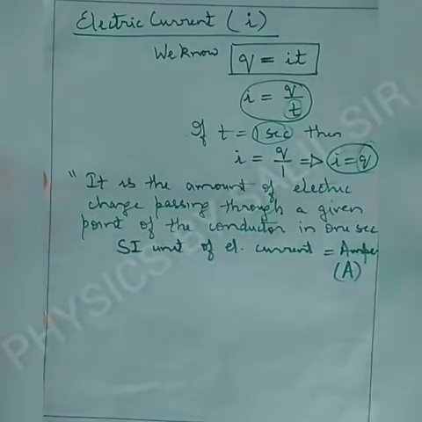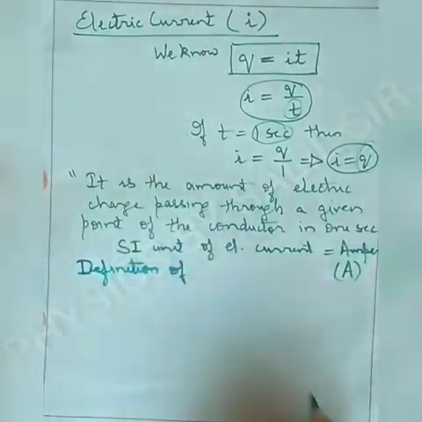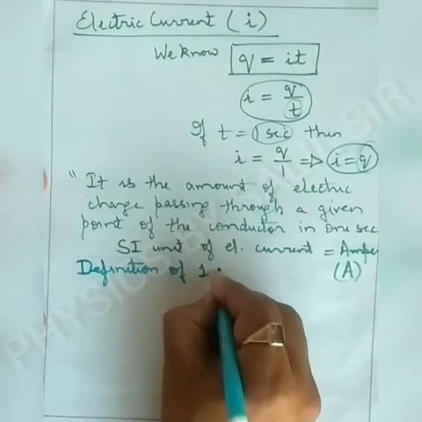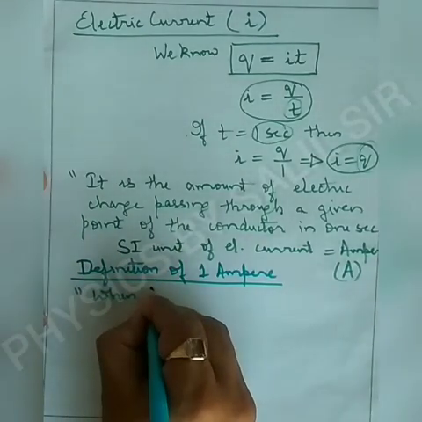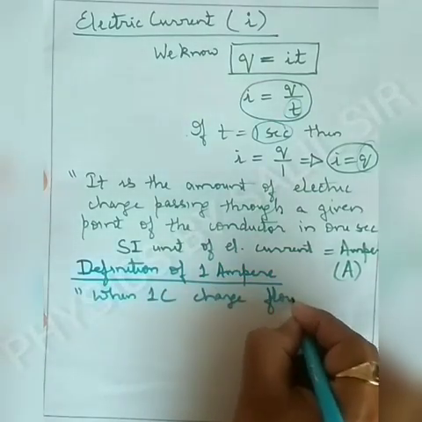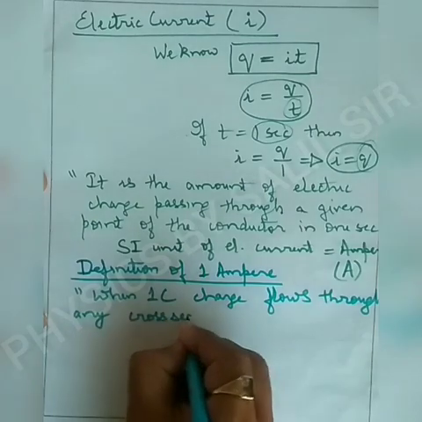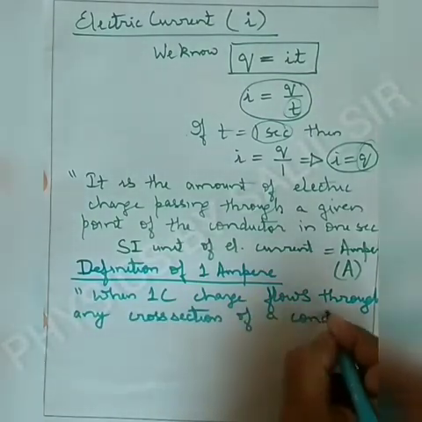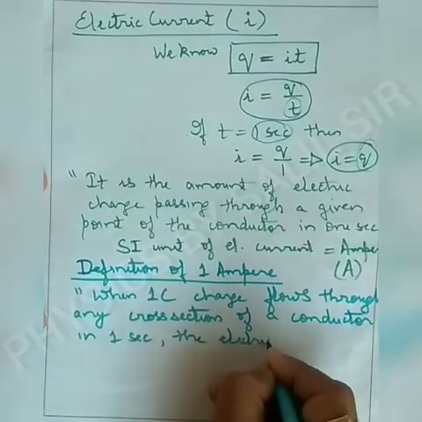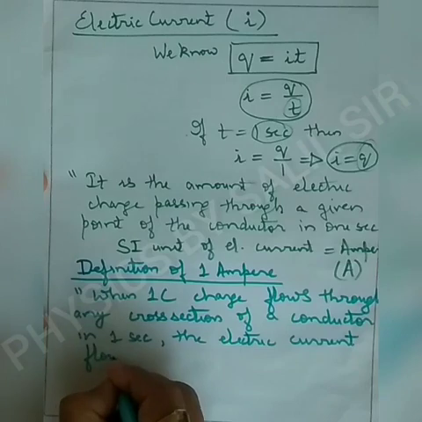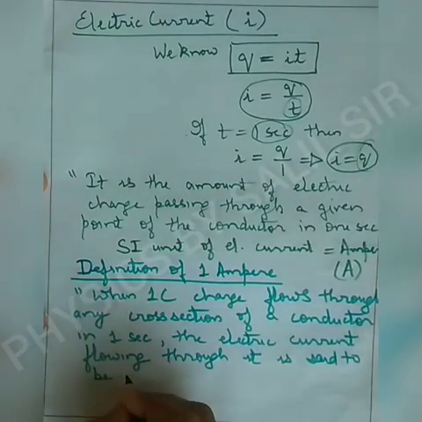Now, we can define ampere. Just as we gave the definition of 1 volt, we can also give the definition of 1 ampere. Definition of 1 ampere: when 1 coulomb charge flows through any cross section of a conductor in 1 second, the electric current flowing through it is said to be 1 ampere.